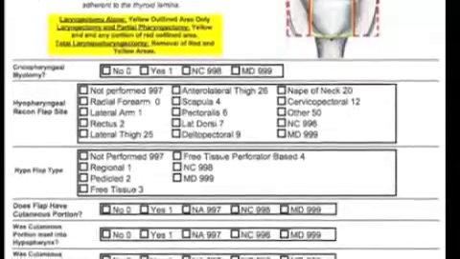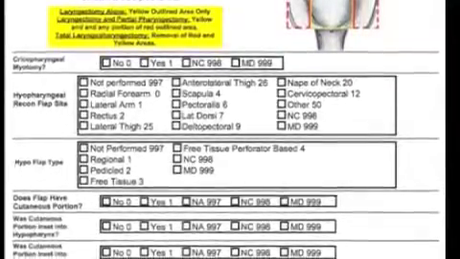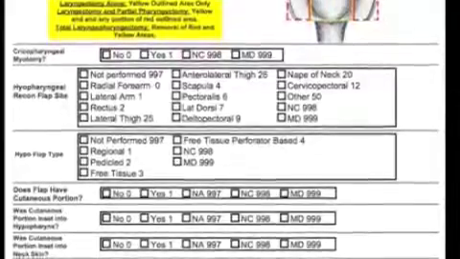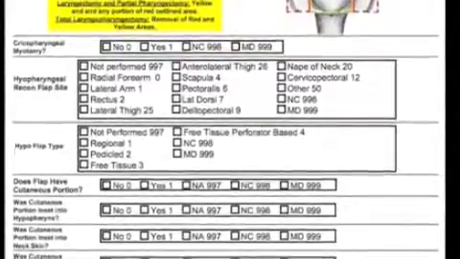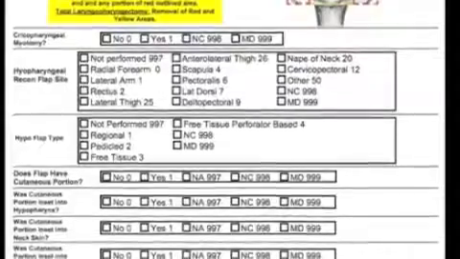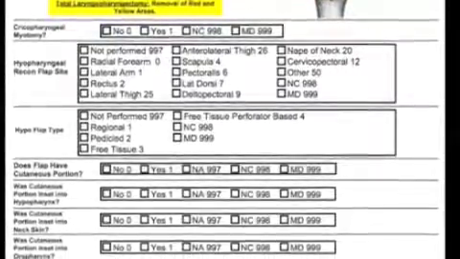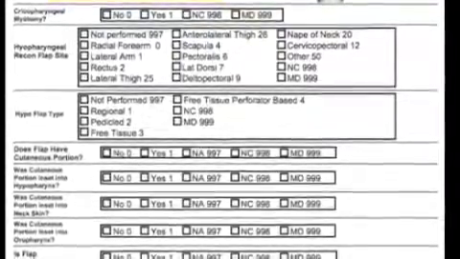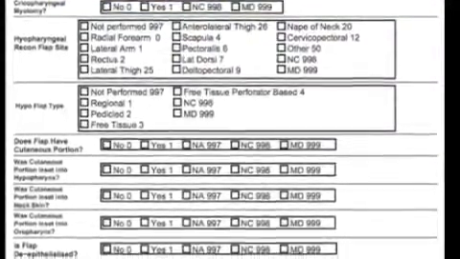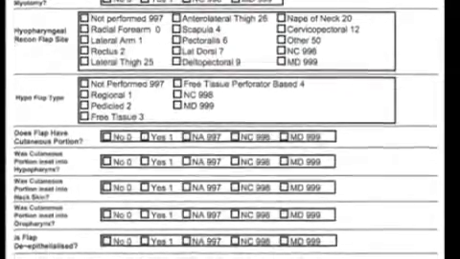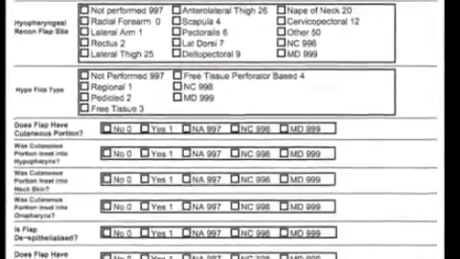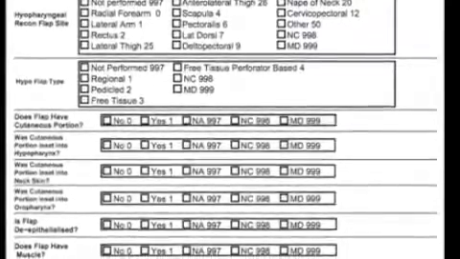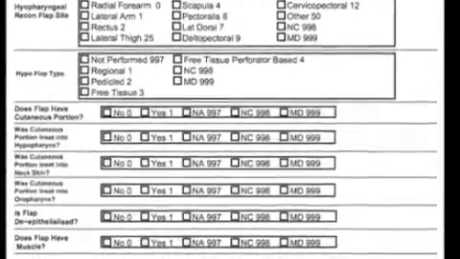At the bottom of page 4, first, please collect whether or not the flap had a cutaneous portion. If no flap was used for hypopharyngeal reconstruction, please collect Not Applicable NA997. Next, please collect whether or not the cutaneous portion was inset into the hypopharynx, neck skin, or oropharynx. If the flap had a cutaneous portion, then only yes or no should be collected for these 3 questions. Not applicable should be collected for these 3 questions if the flap did not have a cutaneous portion. Missing Data MD999 should be collected if this information is not available from the medical record.